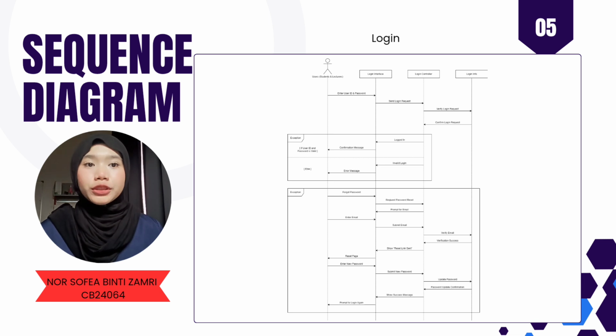The sequence diagram shows how user logs into the system. After entering their credential, the system verifies them and grants access to their dashboard based on the role. If the credentials are incorrect, an error message is shown.